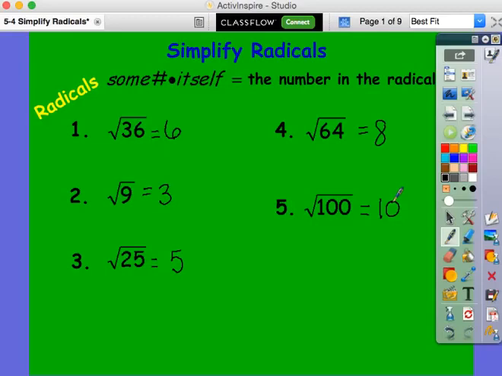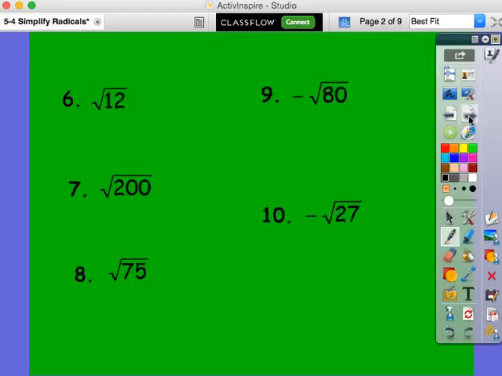Okay? Now, on the next page, we're going to want to make a list of what are called perfect squares. So when you look at number 6, the square root of 12, there is a number multiplied by itself that's 12, but it's not going to be a whole number. It's going to be a decimal. And so we could calculate that. There are ways you can come up with that. We could estimate it.